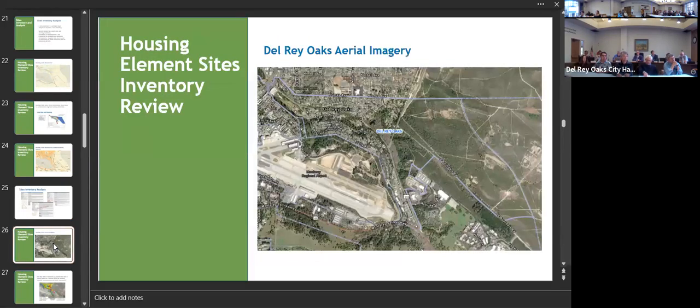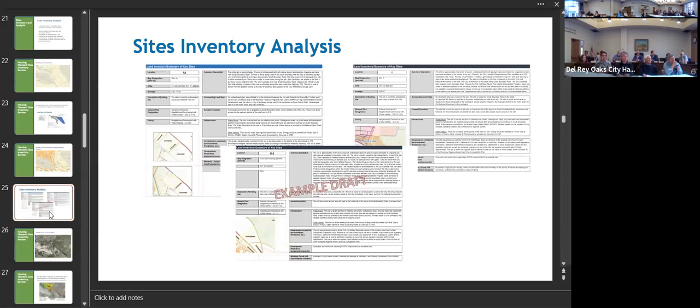So this is just an example of the sites inventory. Just a quick chart. Each of the sites has a myriad of requirements of what we have to put onto the site, which is what we've done here. And that's part of the new Appendix C for cycle 6. We're in the midst of completing and preparing it for next time.